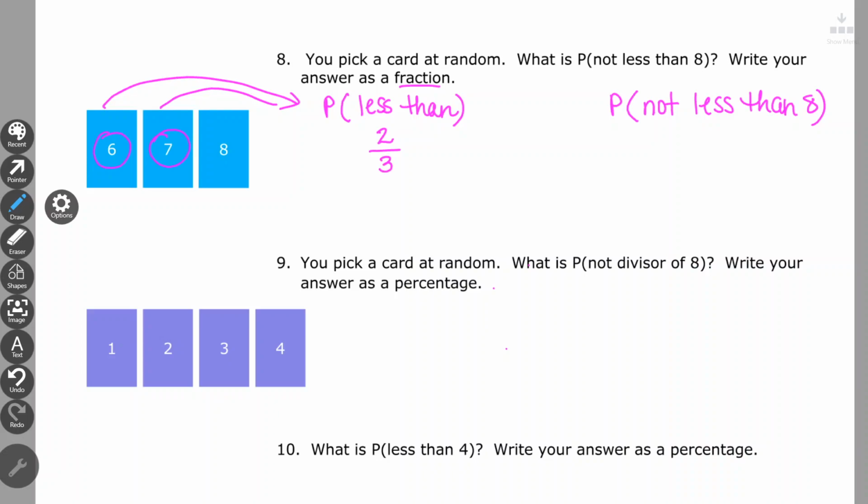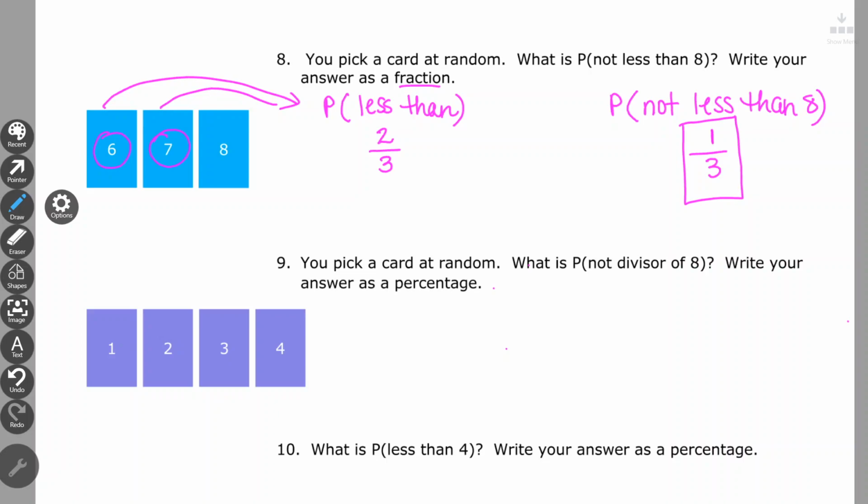All right, so now let's look. We know that the numerators must add up to be 3, right? Because that's our denominator. So if 2 are less than 8, how many is not less than 8? Well, that would be 1, and that would be 1 over 3. So 1 out of 3 cards are not less than 8. All right, let's look at number 9.